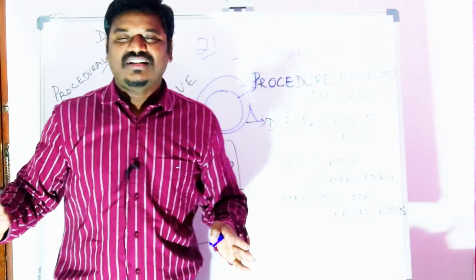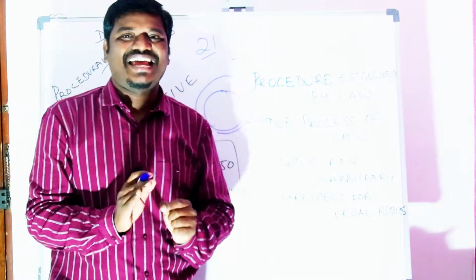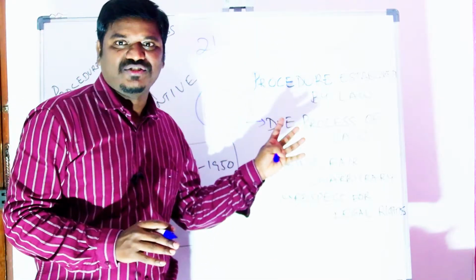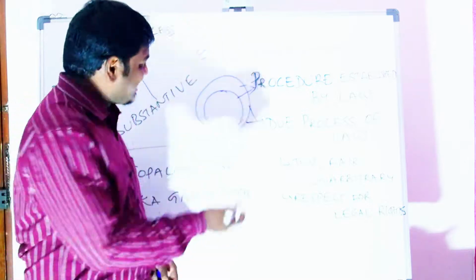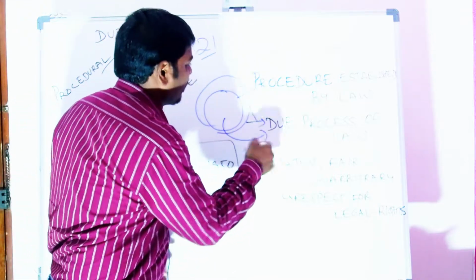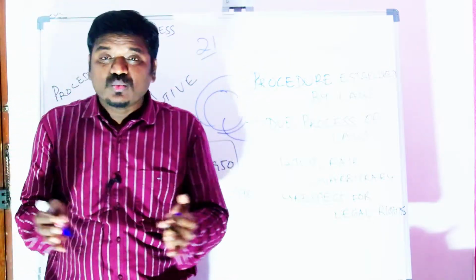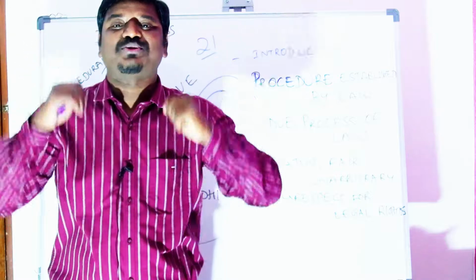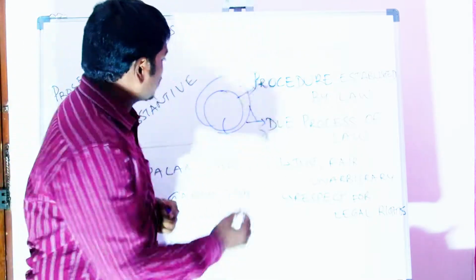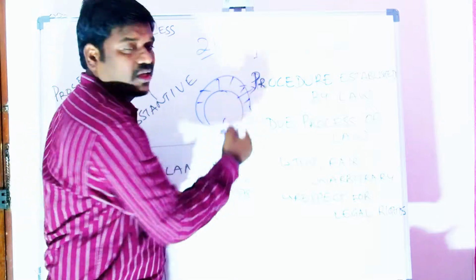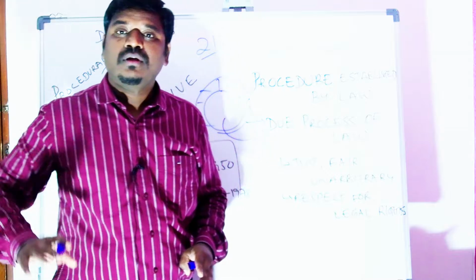So it is not a very scientific diagram, just to help you understand the differences between these two. That means procedure established by law is included in the due process of law. Understand, this procedure established by law is well within the due process of law. And what are the other things? What is this area? What are the other things which due process of law talks about?